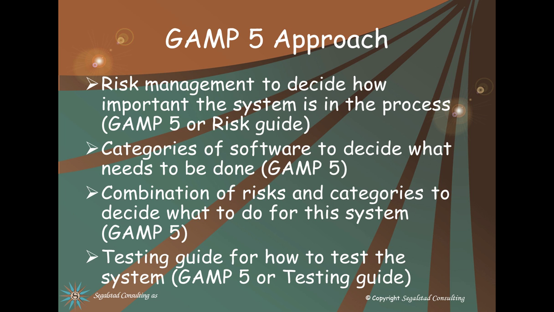The GAMP 5 approach is first to do a risk management to decide how important the system is in the process. You can use GAMP 5 or the risk guide for that. You decide what category of software to decide what needs to be done, and you can find more information about that in GAMP 5. And then you will combine the risks and categories to decide what to do with this specific system. There's also a testing guide that will help you find out how to test the system.